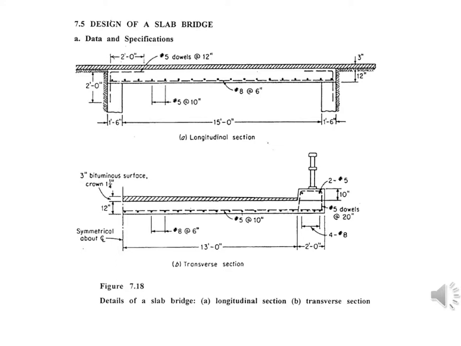So this is the cross section of the design of the slab bridge. The first diagram is a longitudinal section, and the second diagram is a transverse section. You can see the longitudinal section and the transverse section of the slab bridge in this diagram. In the longitudinal section you can see the foundation of the bridge, and in the transverse section, how the bridge components, the dimensions and the structure are designed. Now, this is the popular slab bridge.